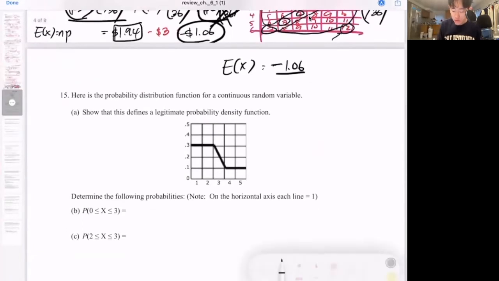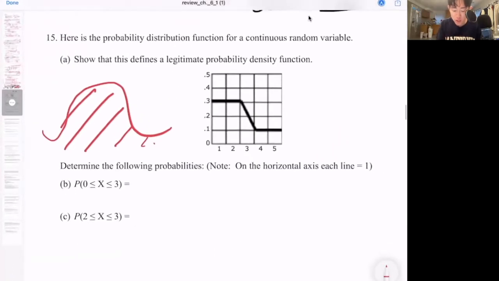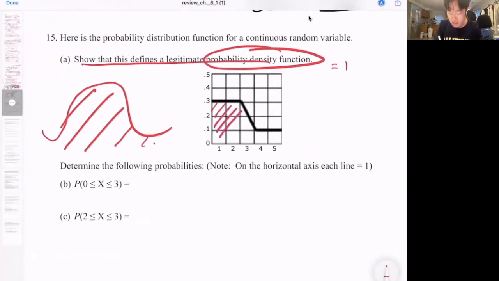Here's the probability distribution function for a continuous random variable. Remember a normal distribution curve, and the percentages of anything that's happening is under the curve, like area under the curve, if you will. Here they give you these little boxes in a grid, and you want to find out whether this defines a legitimate probability density function. For any probability density function, all the probabilities under the curve must equal 1. So this area that I'm shading in red needs to add up to 1 in order for it to be a legitimate density function.